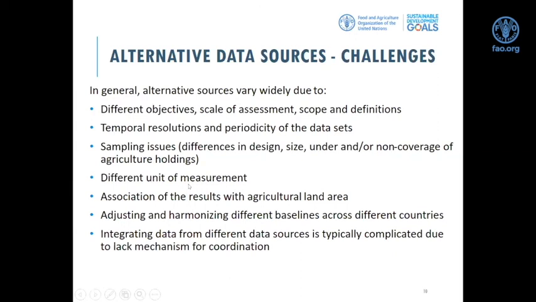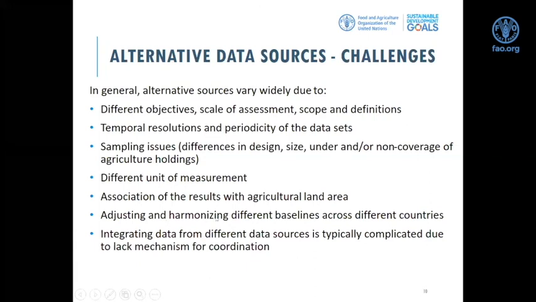Then there is the different unit of measure. In the case of the farm survey, because 2.4.1 talks about farm or farm holdings, and about agriculture area, because we are assigning sustainability statuses to the agriculture area of the country, if there is another survey for which the unit of observation and measurement is different, how do you relate or associate that information with farm, with agriculture area? So that's another major challenge which needs to be taken into account.